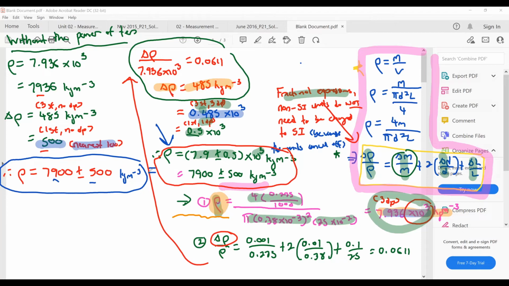Some people are more comfortable working with decimal places inside the value, whereas some people are fine with no decimal places inside the value. They are fine with just rounding to the nearest 10, 100, 1,000. So there are two different ways to go about it. It's really up to you.